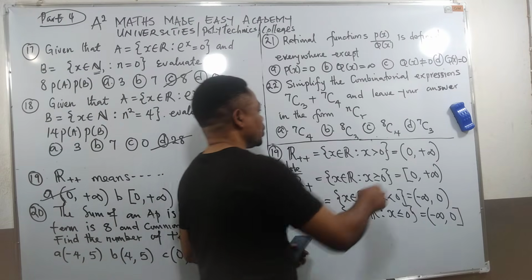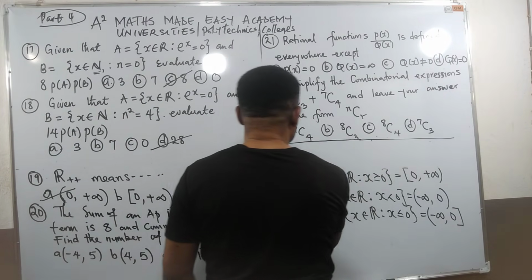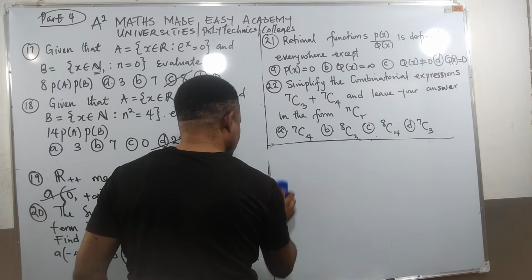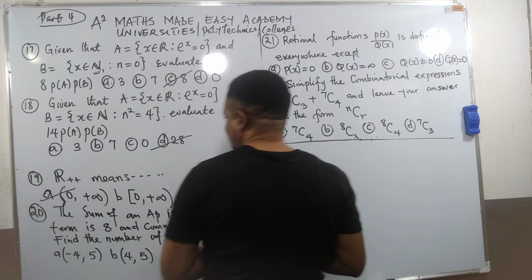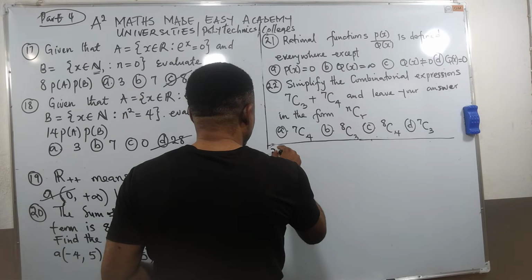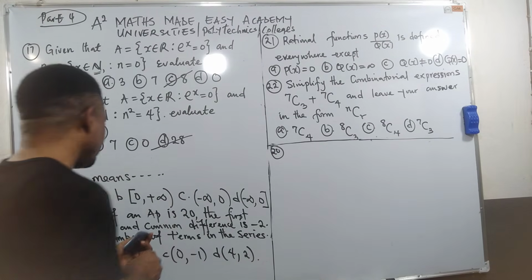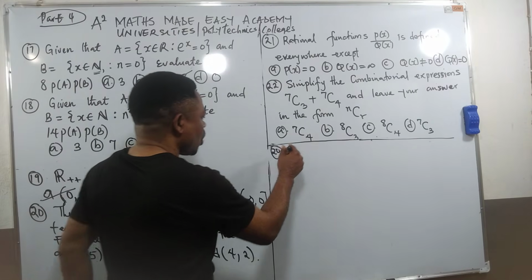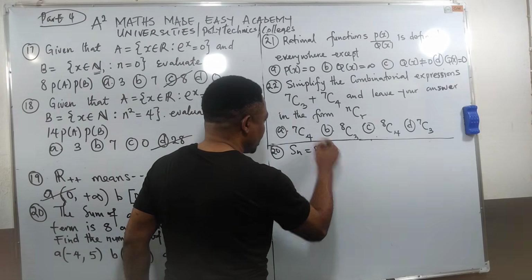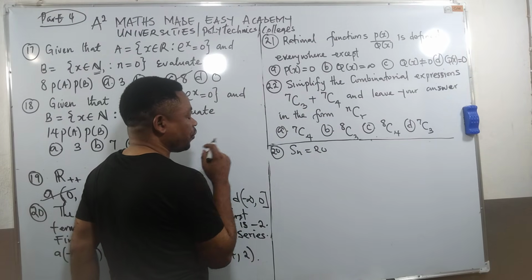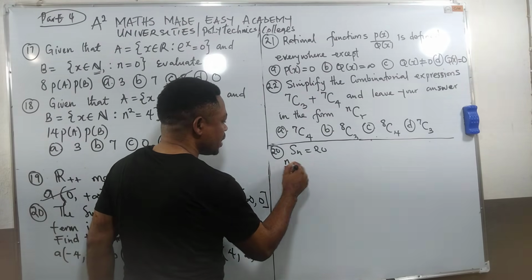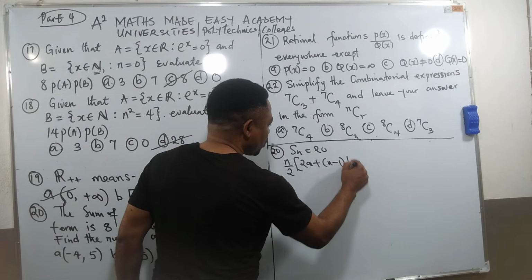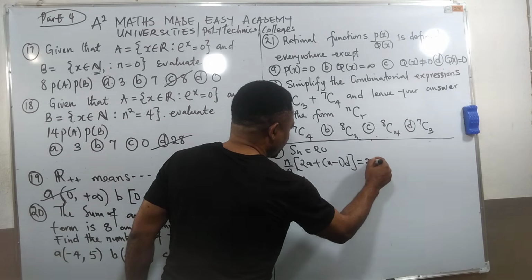Now, let's move to question number 20. The question says the sum of an AP is 20. What is the formula for the sum of an AP? It is n over 2, open bracket, 2a plus open bracket n minus 1 close bracket, close bracket, equal to 20.